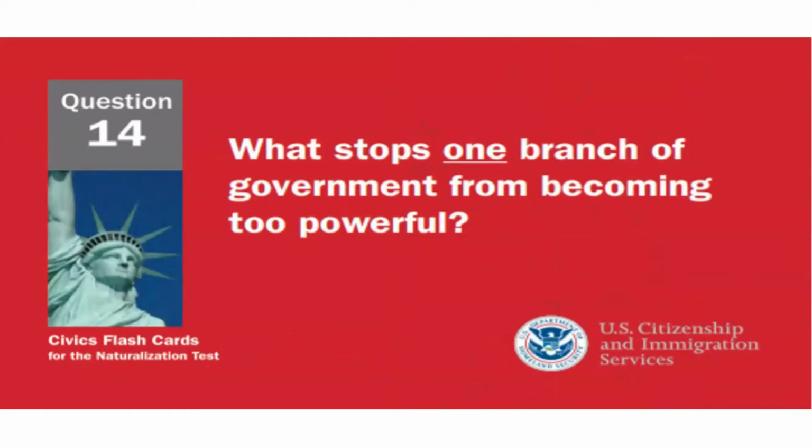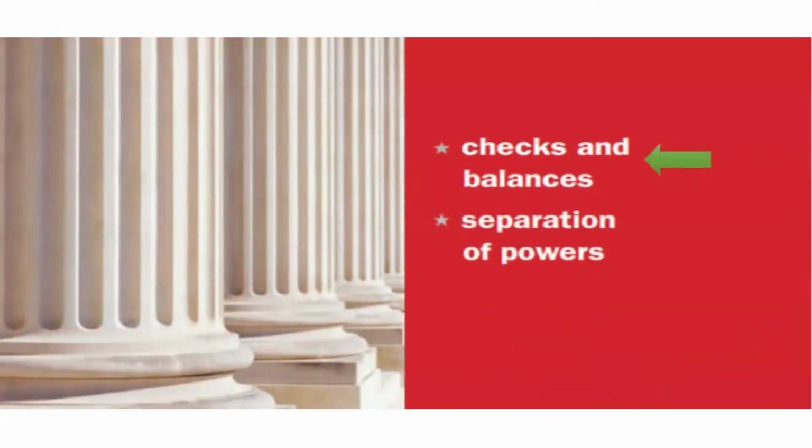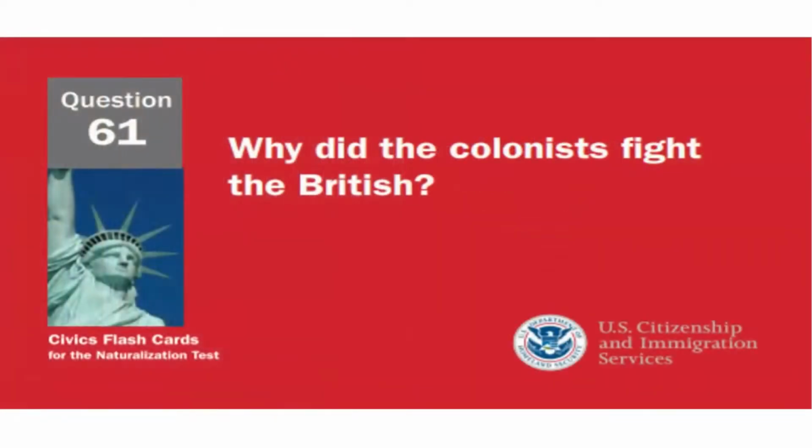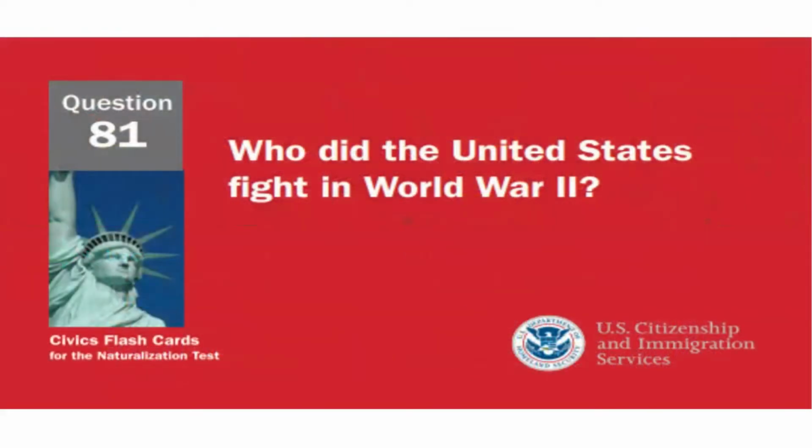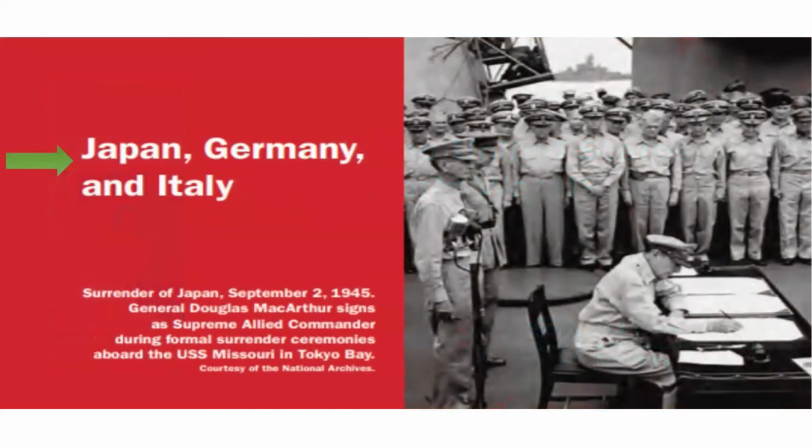What stops one branch of government from becoming too powerful? Checks and balances. Why did the colonists fight the British? Because of high taxes. Who did the United States fight in World War II? In World War II, the United States fought Japan, Germany, and Italy.